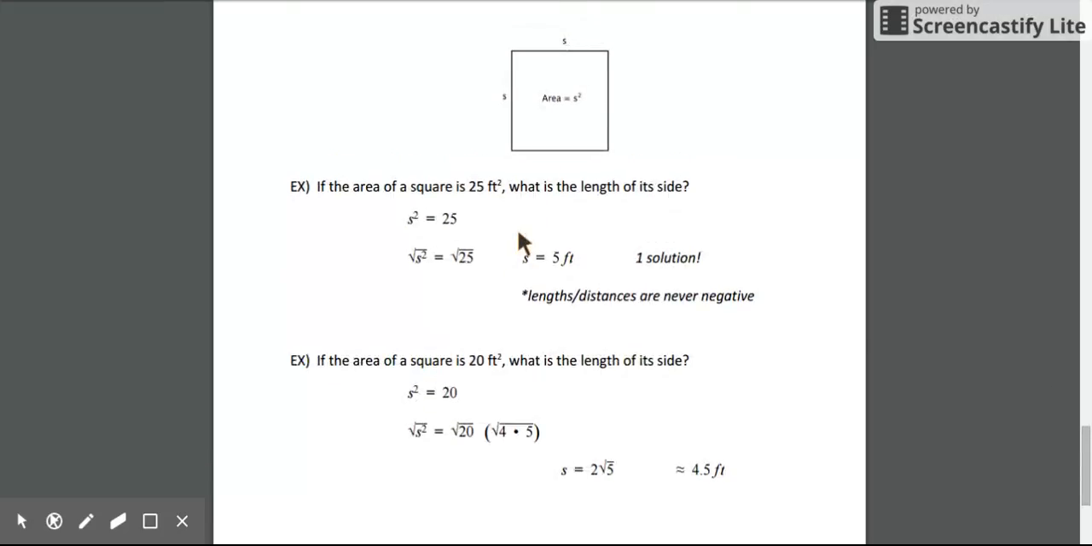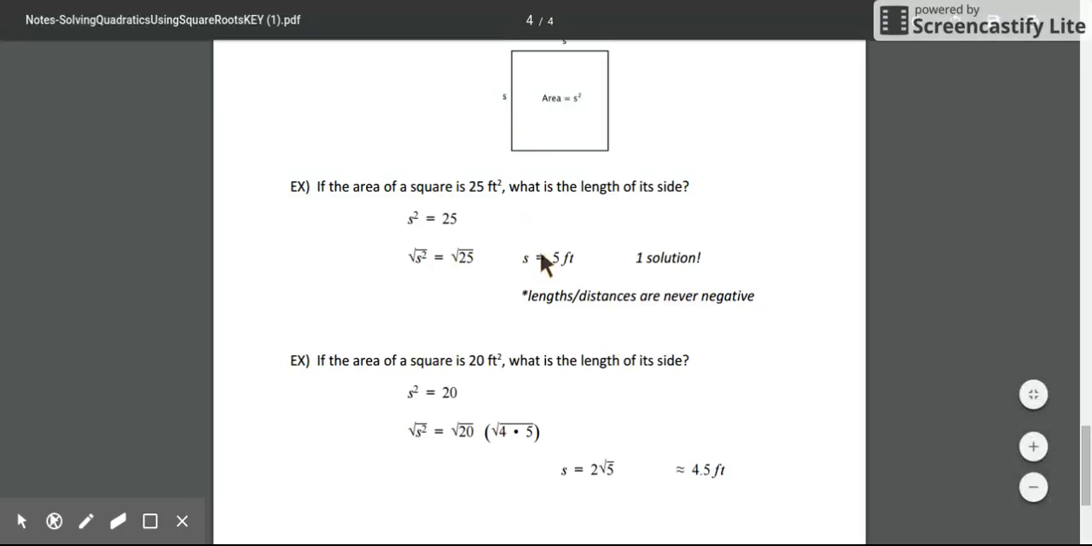We can use this process to actually find side lengths of squares if we know the area. So if we know that the area of the square is 25 square feet, we can find the length of the side. We know that the area is s squared. If we set that equal to 25 and square root both sides, we can find our solution. Now in this case, even though we have two solutions, positive and negative 5, we need to think about a real-life application. There is no such thing as negative lengths or negative distances, so we only care about the positive solution 5. So the side length of this square is 5 feet.